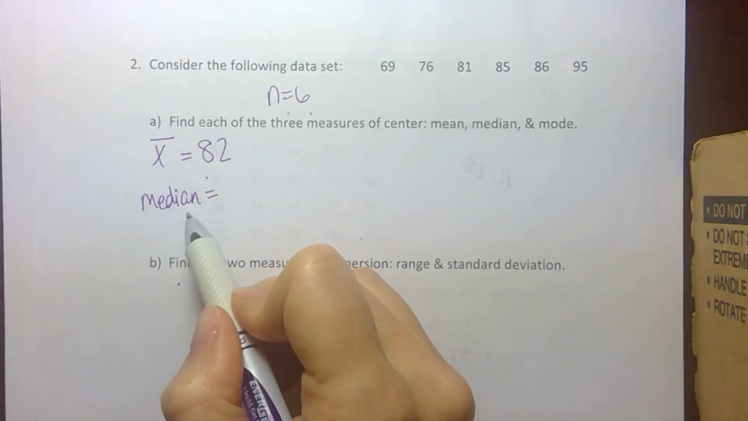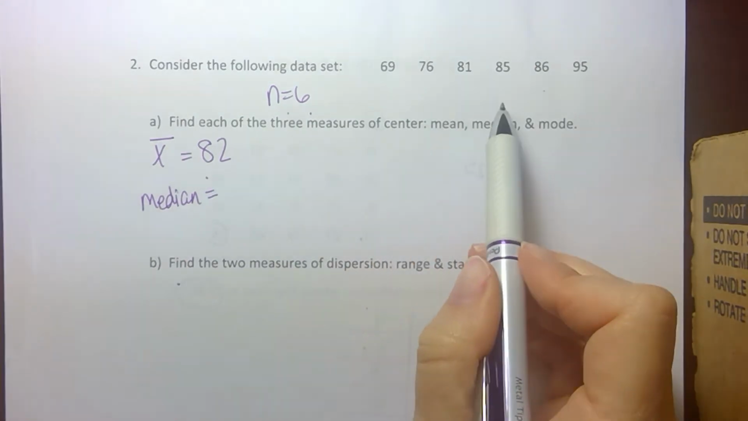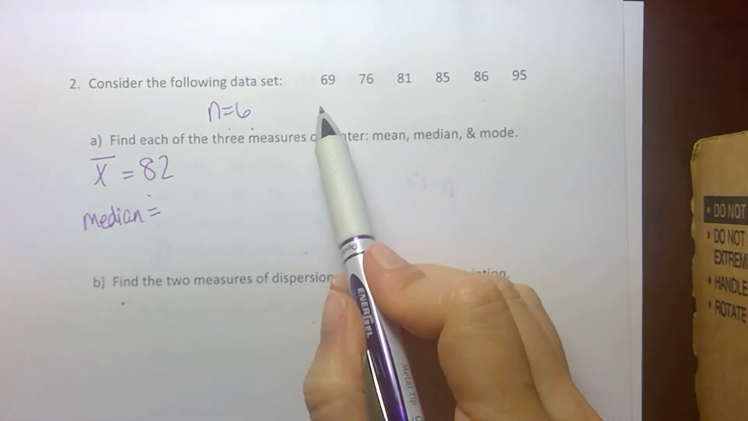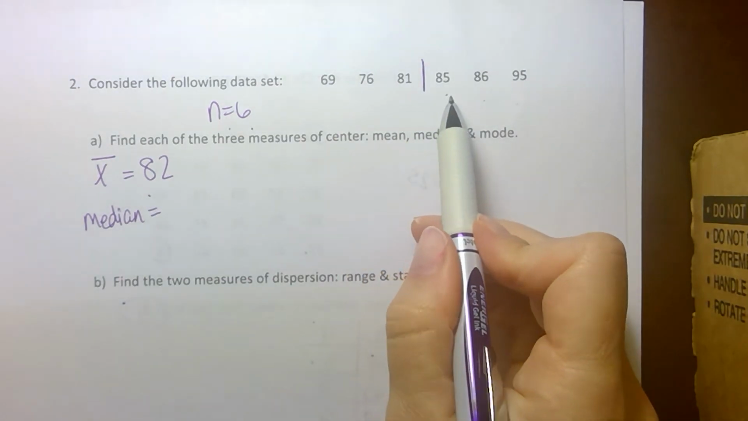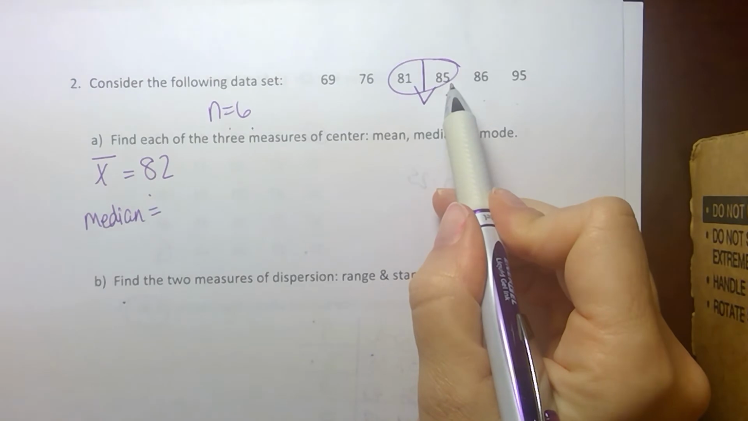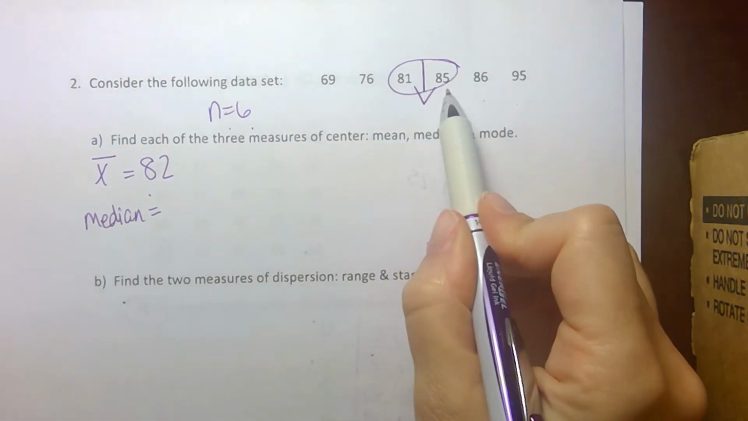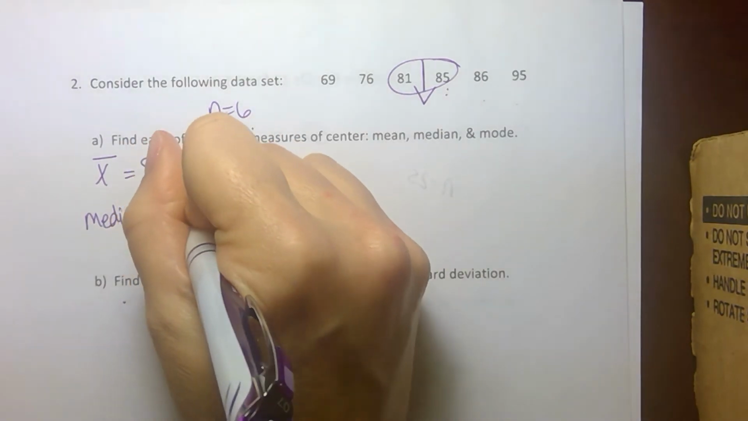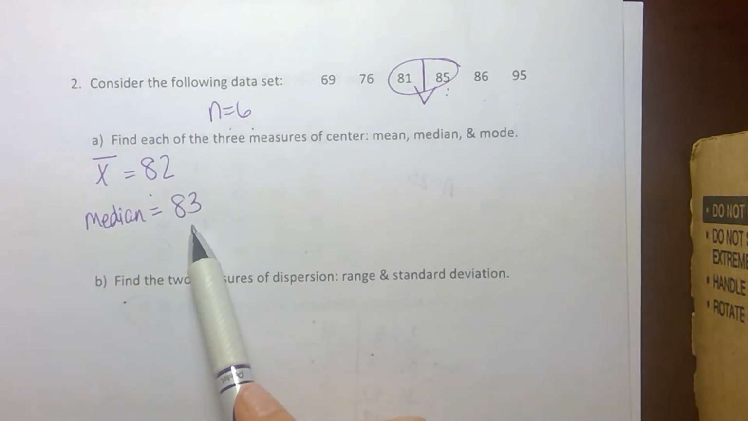To get the median, I have to make sure my data points are arranged from least to greatest, and these are, so that's great. Well, I've got 6, which means the center is right here between the 3rd and 4th data point. So my median is going to be between 81 and 85. To come up with a median, I can add these 2 values together and divide by 2 to get a median of 83. Notice that my median is not one of my values.